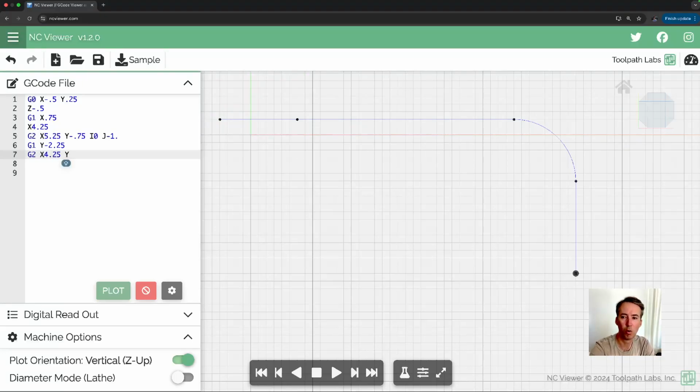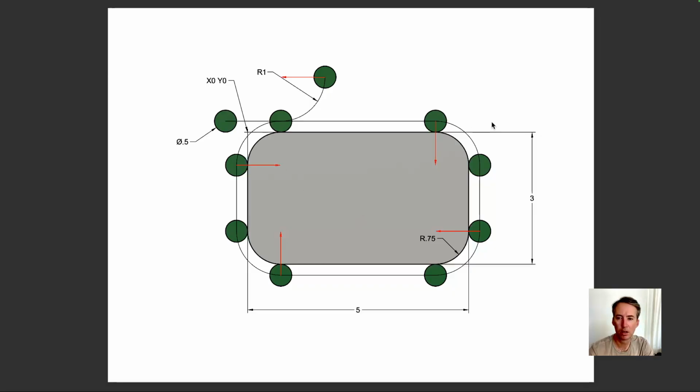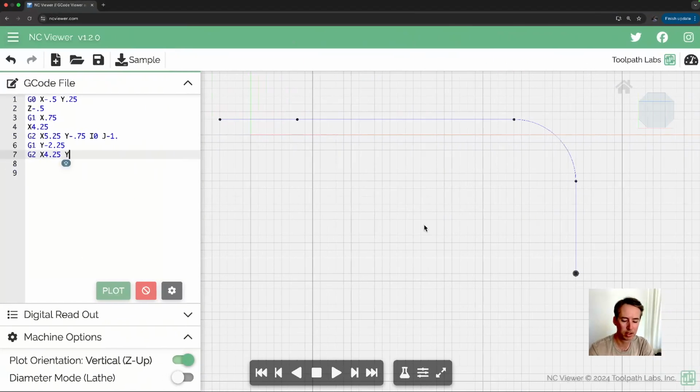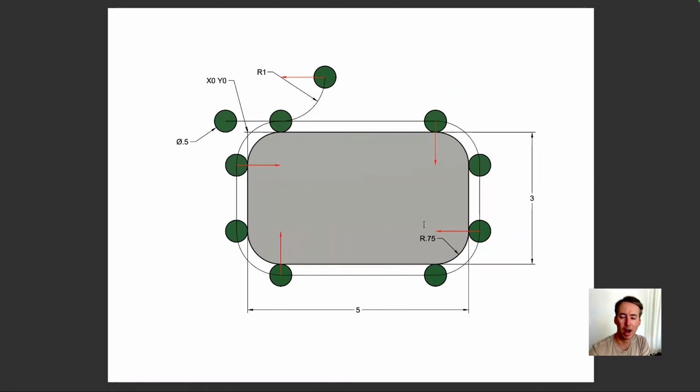And then we're looking for our y. So we have 3 inches plus a 1/4 inch for the radius of the tool. So that's a negative 3.25.